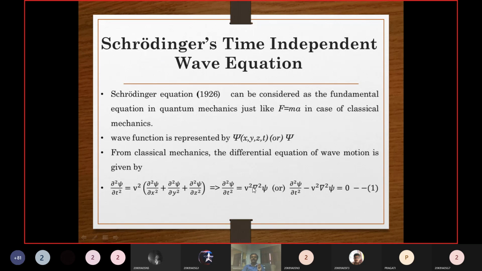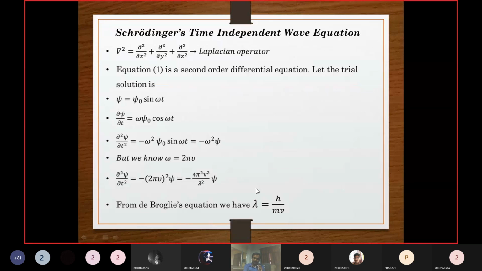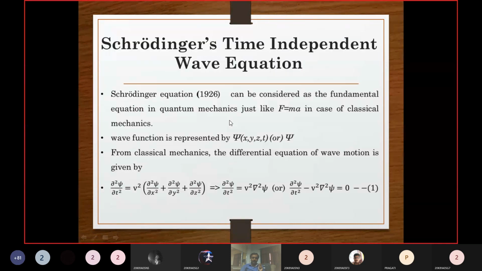What is del square here? Del square is the Laplacian operator. This is the del square value. We are taking this as equation number 1.